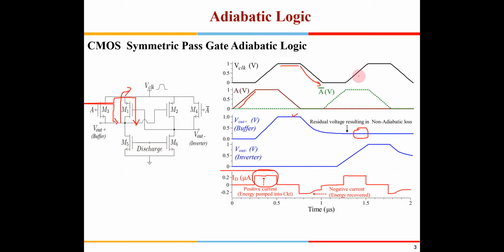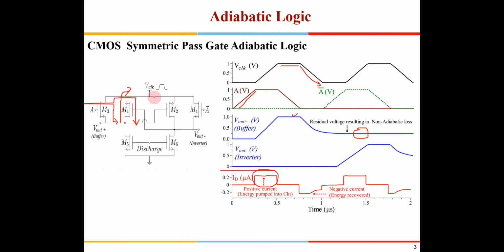In the next cycle, if you see here, A bar is going high, so this node will get charged to 1. So every time the clock is going high, depending on whether A is high or A bar is high, the output node will get charged accordingly to VDD, through these NMOS as well as through the PMOS transistors. And when the clock is going low, the charge which was accumulated again goes back to the circuit. So we will be able to recycle that charge. That I am going to explain in the next slide.